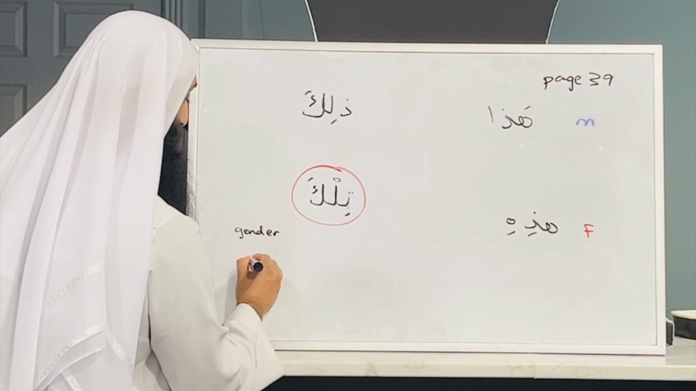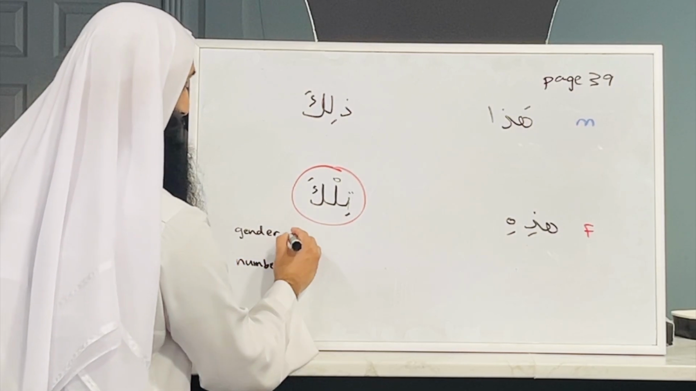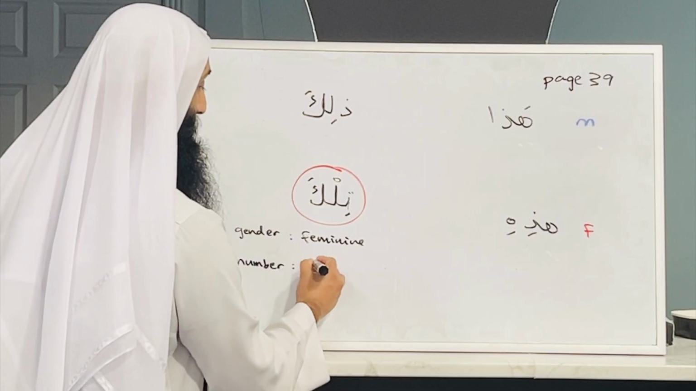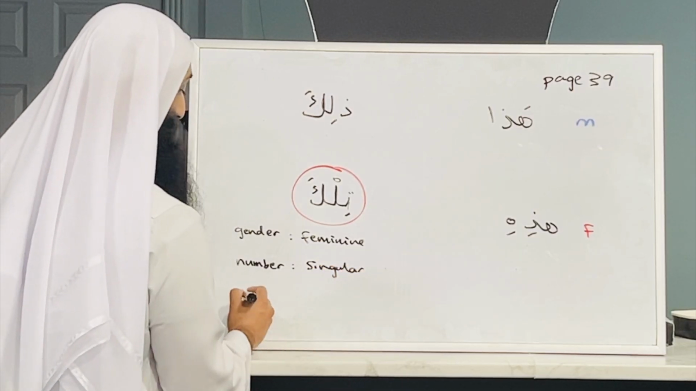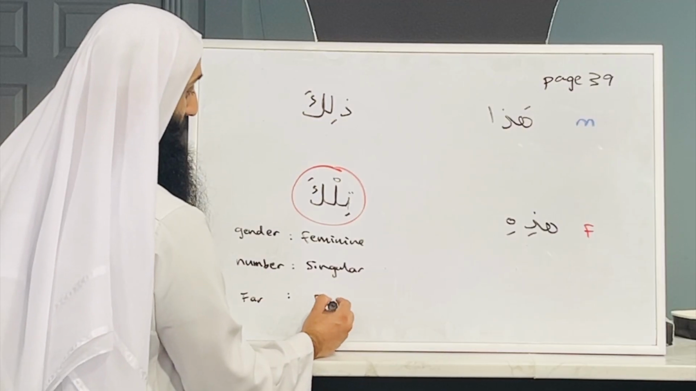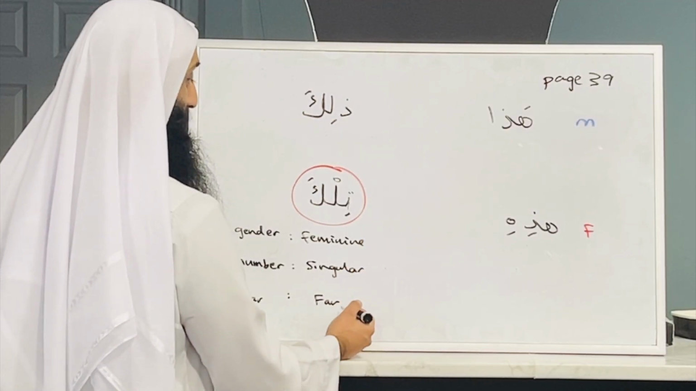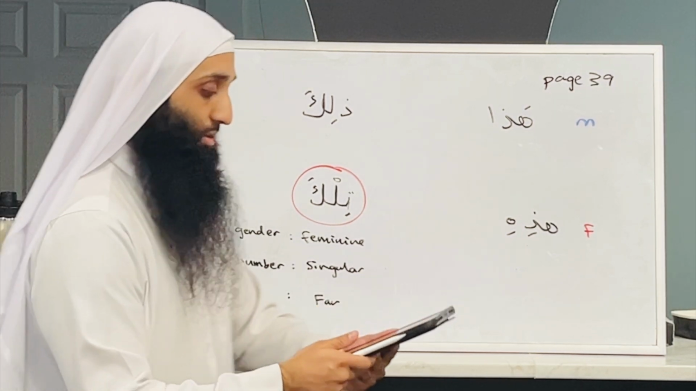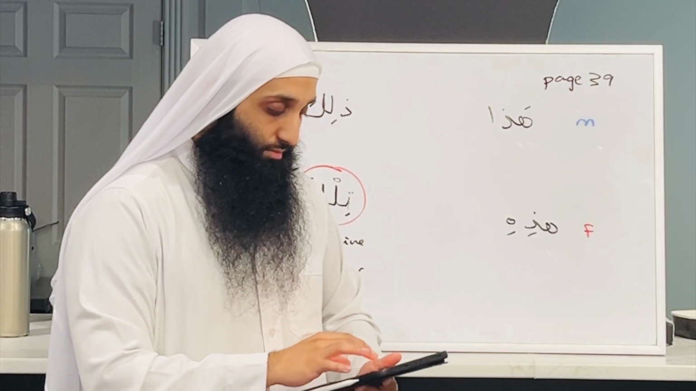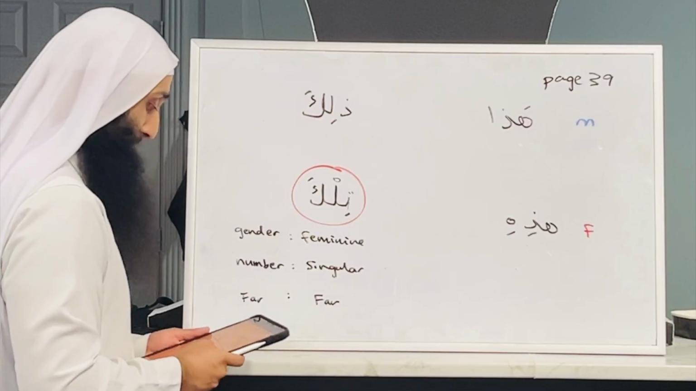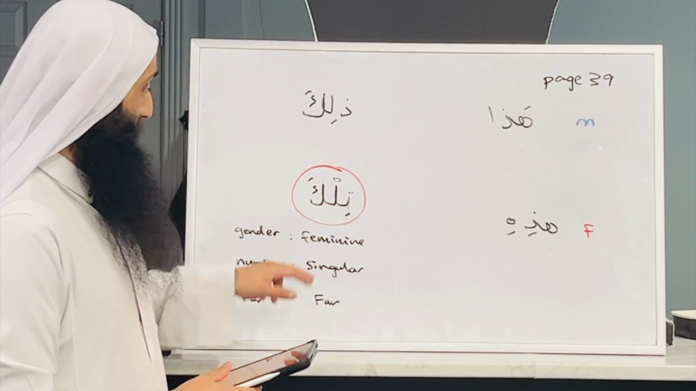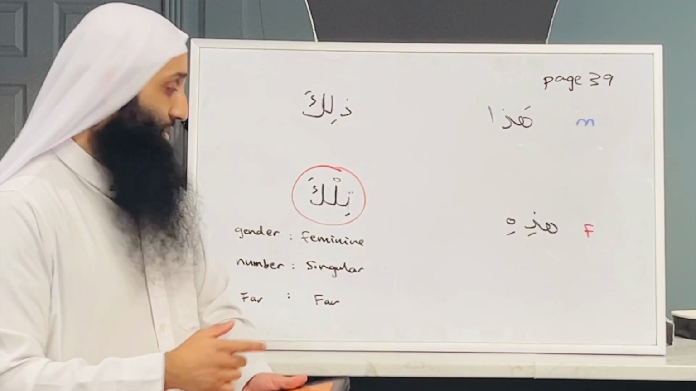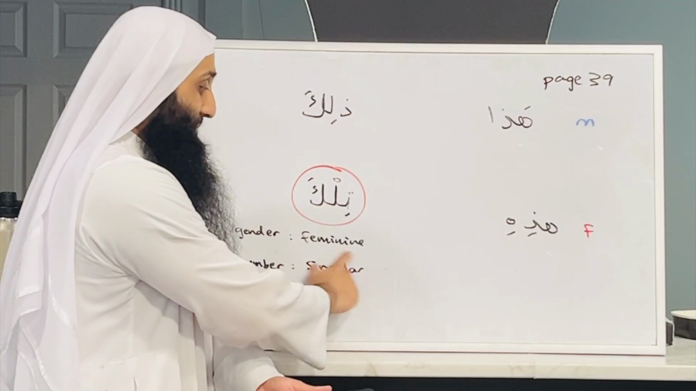And again, each of these has those 3 criteria you need to fulfill in terms of gender, in terms of number, right? So gender here is feminine. Number here is singular. And in terms of how far it is, this one's far. So muannath, mufrad, ba'id. So we use tilka for something that's feminine, singular, and far. Remember, the main thing is that it's for something feminine.